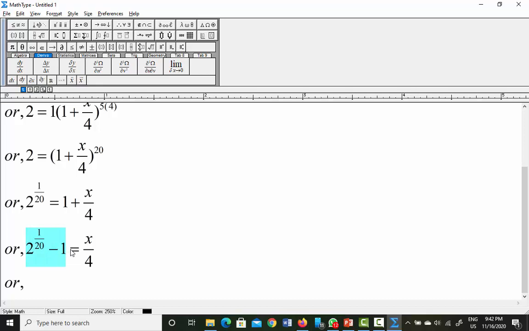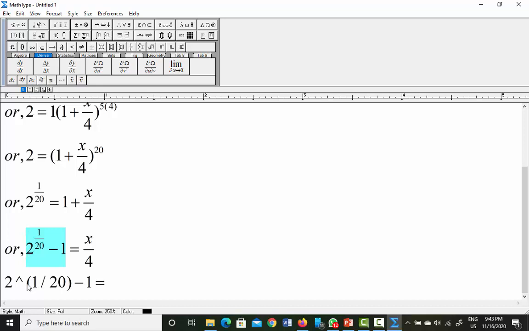So how do you calculate this? Let me show you. First of all, you press 2, then you press the power button, and then press bracket, because this is in the power. Then 1 divided by 20, bracket close, and then minus 1. And then if you press equal, you should get the answer.